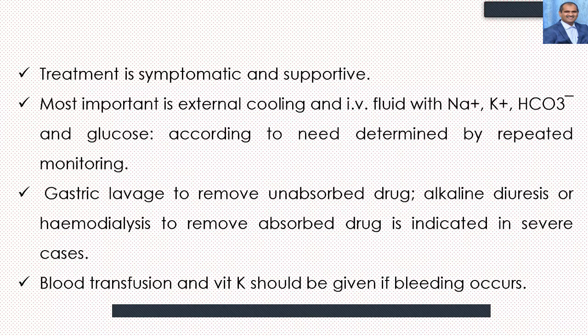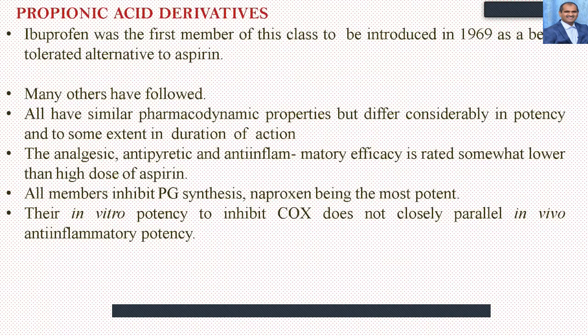We can use the gastric pump. A pipe will be inserted in the rumen and the contents are taken out. That method also can be performed. So alkaline diuresis or hemodialysis is also another method to remove absorbed drug and is indicated in severe cases. And blood transfusion and vitamin K supplementation is always necessary because there is a lot of bleeding from the stomach and also the intestines because of the ulcerogenic nature of aspirin and other NSAIDs.